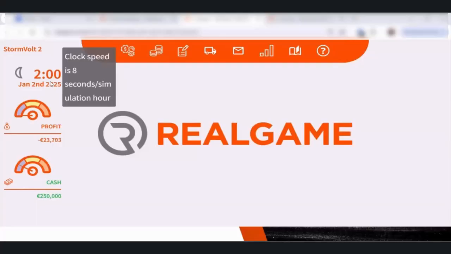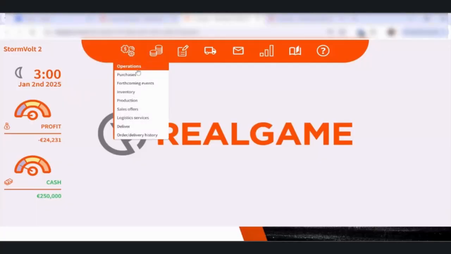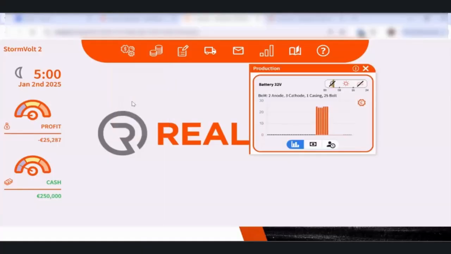Let's now look into how students assess component suppliers and how purchasing is linked to inventory management and also to the bill of material. So we will start with the production line of the company. All the basic operations can be found in this menu here, and I will first select production. Here we have the production line of Stormvolt Limited, a battery manufacturing company, and the production line is now operating.